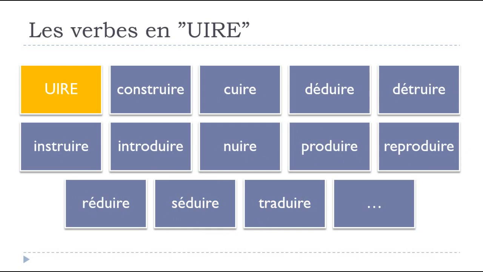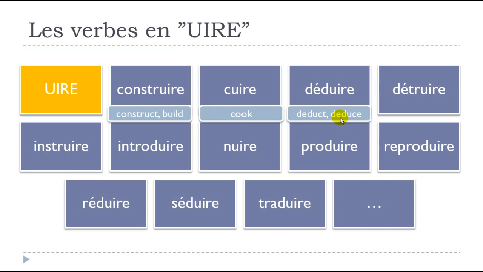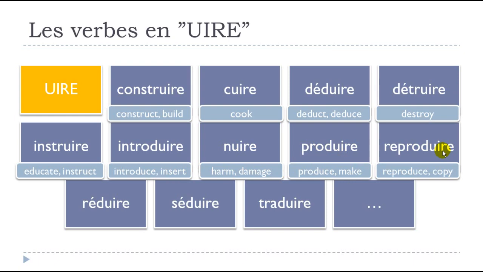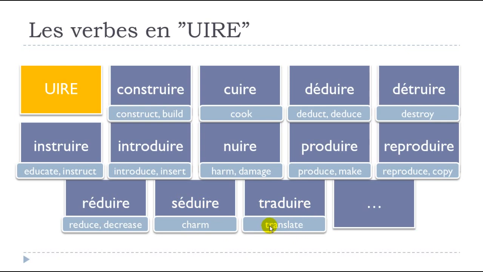And of course, you are expecting the translation. I know that. And this is the reason why you will get them. So construire means construct, build. Cuire, cook. Déduire, deduct, deduce. Détruire, destroy. Instruire, educate, instruct. Introduire, introduce, insert. Nuire, harm, damage. Produire, produce, make. Reproduire, reproduce, copy. Réduire, reduce, decrease. Séduire, charm. Traduire, translate. Okay, so keep in mind that these verbs here will actually be conjugated like we saw a few minutes ago. Voilà.